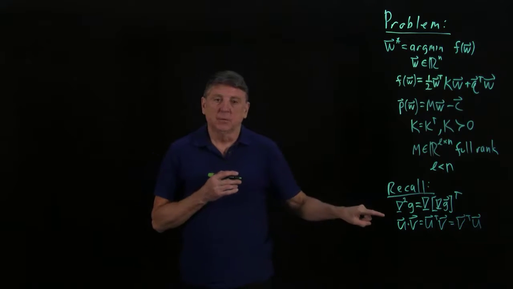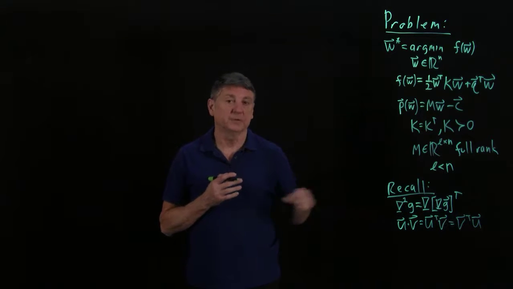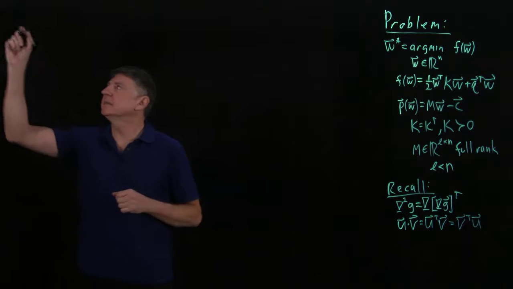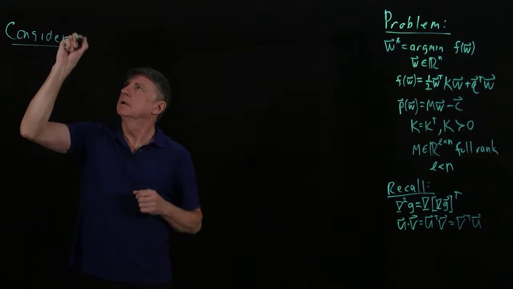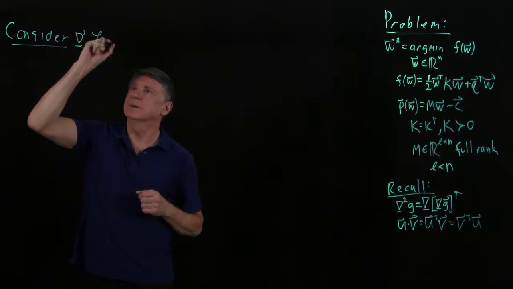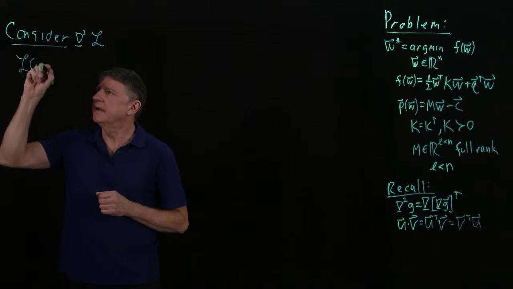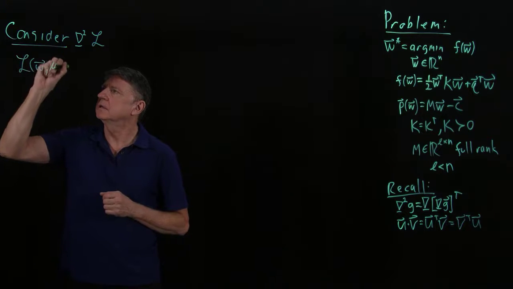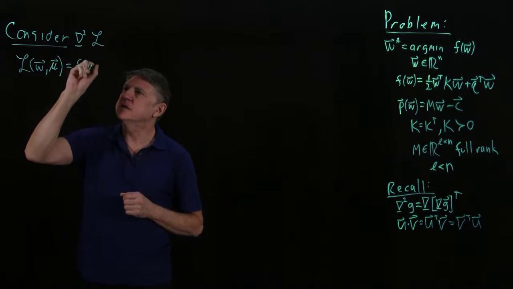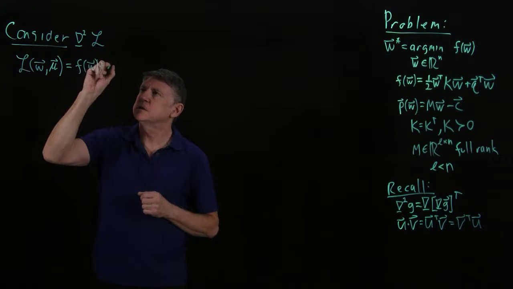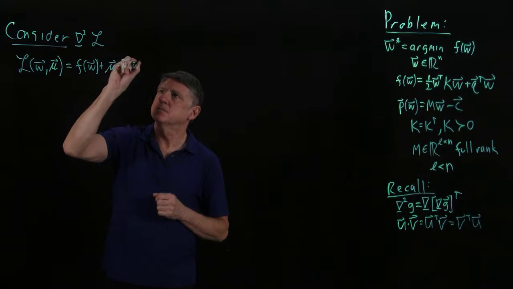To do some derivations, we'll recall the definition of the Hessian, and we'll also recall a property of dot products from linear algebra. So let's consider the Hessian matrix of the Lagrange function. We begin by writing that Lagrange function, which has a vector argument and the Lagrange multipliers, and is defined as the objective plus the dot product between the multipliers and the constraint function.